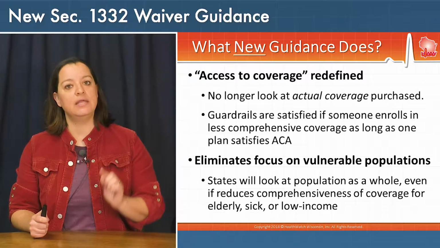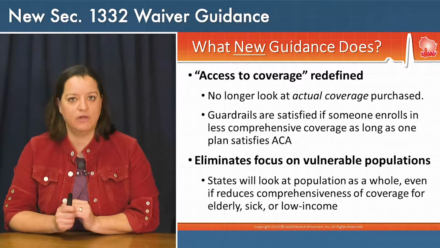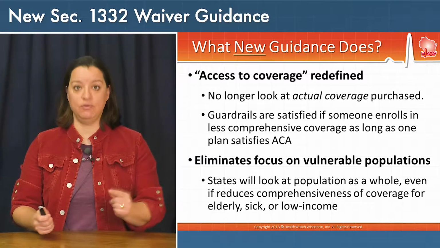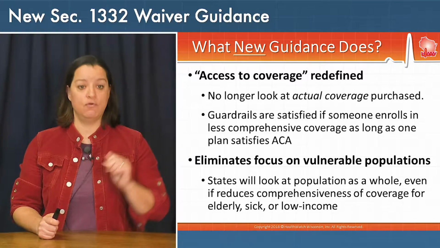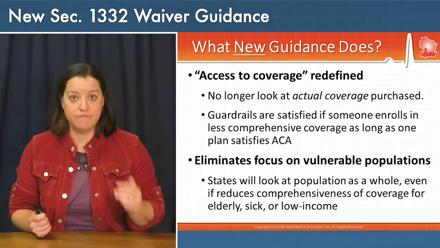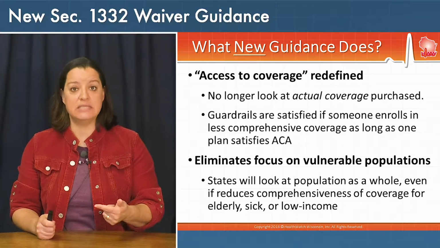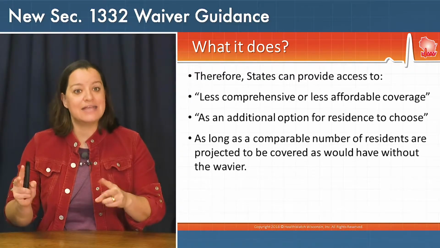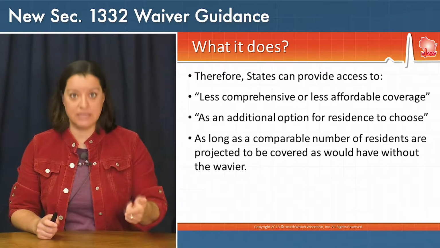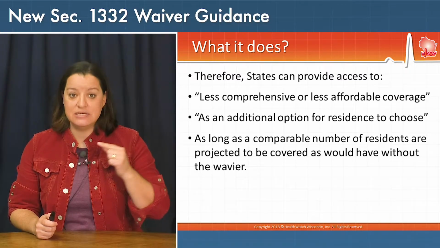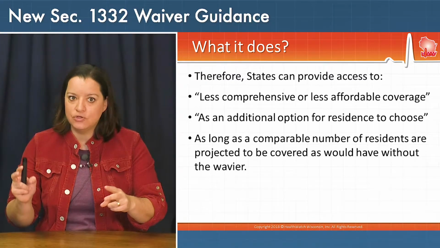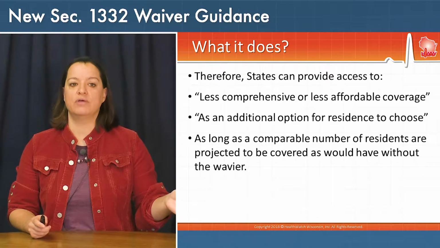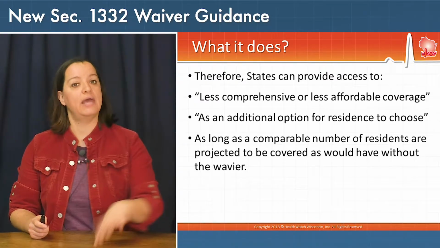They also eliminate the focus on vulnerable populations. States will look at populations as a whole, even if it reduces the comprehensiveness of coverage for people that are considered vulnerable, such as elderly, sick, or low income. This means that states can provide access to less comprehensive, less affordable coverage as an additional option for residents to choose, and choice here is used flexibly, as long as a comparable number of residents are projected to be covered as would have without the waiver.